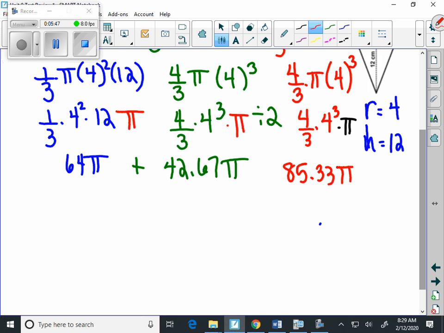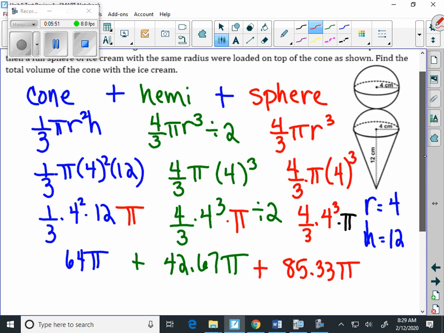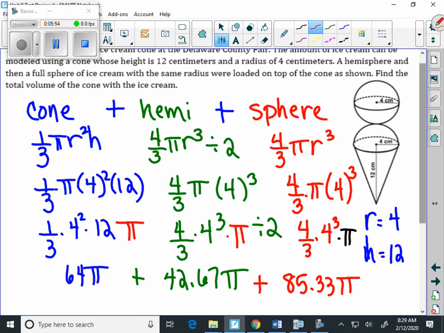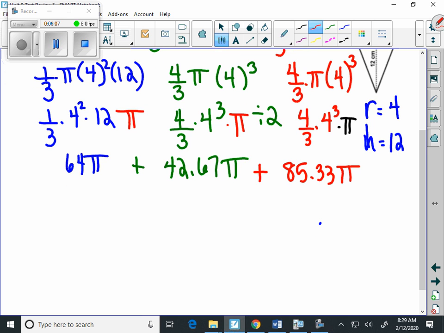85.33 pi. And now, as I go back and look at the directions, find the total volume of the cone with the ice cream. And on the test, I said if I don't specify, round to the nearest tenth. That's 1 decimal space, just to let you know what's happening. Now I'm going to put in the pi.